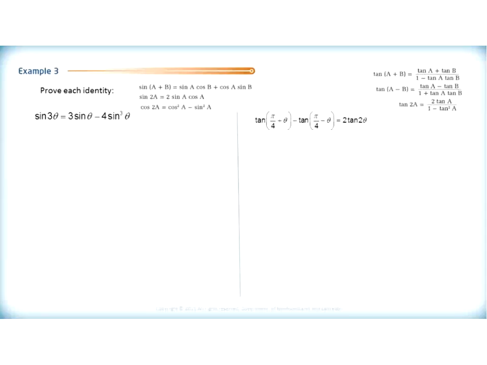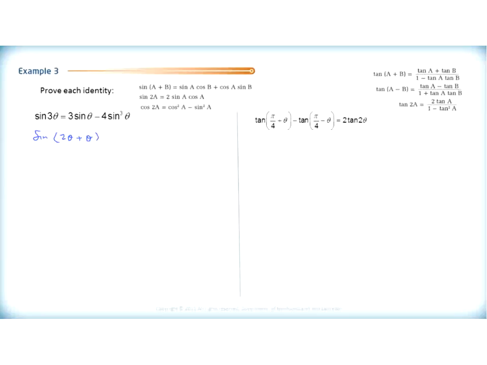Okay, prove each identity. Sine 3 theta equals 3 sine theta minus 4 sine cubed theta. Now first of all, I'm seeing sine 3 theta. I don't have an identity for sine 3 theta. So I've got to think about how else I can rewrite this so that I can work with it. And immediately I'm thinking that maybe I can write sine 3 theta as sine 2 theta plus theta.